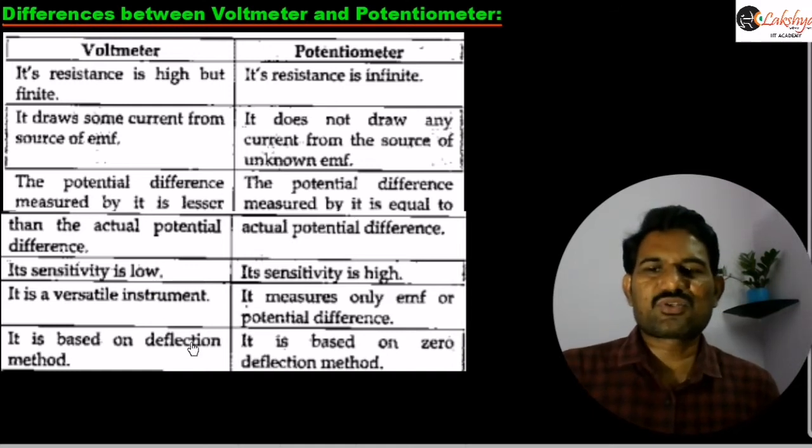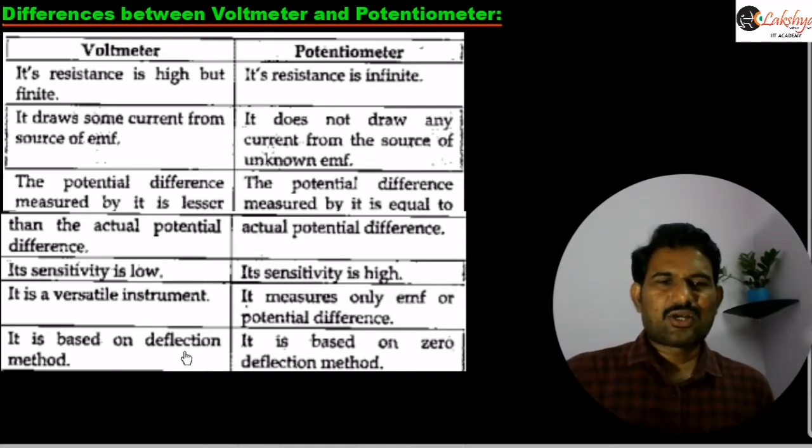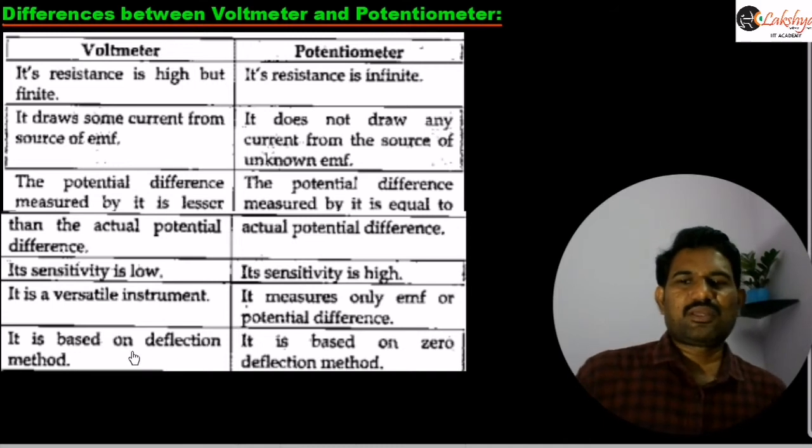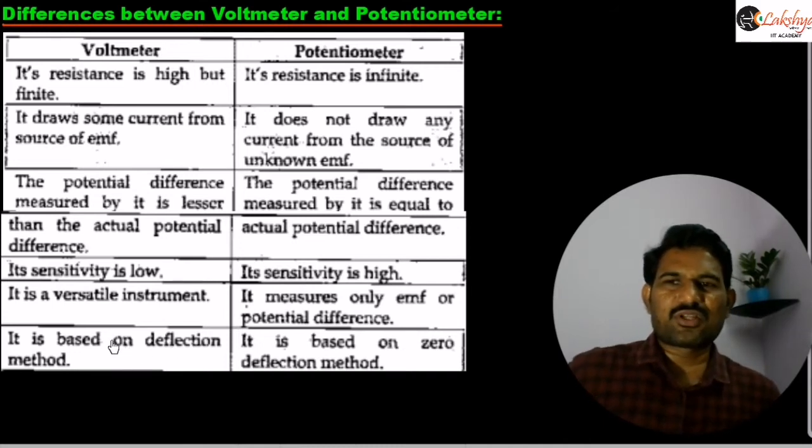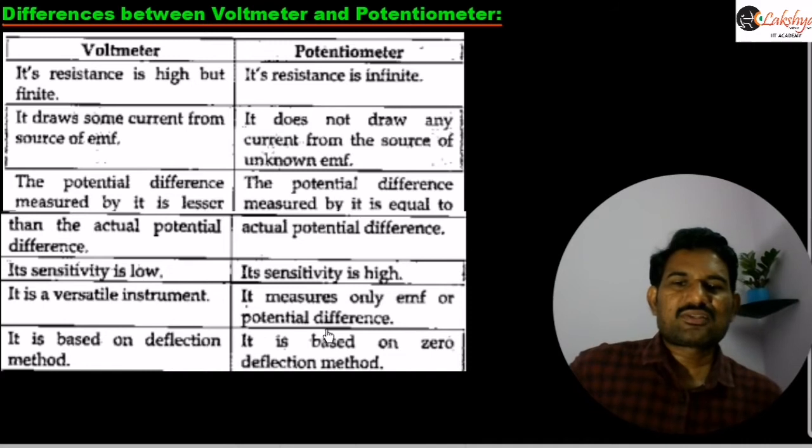So it is based on the deflection method. So this galvanometer deflection will be there. By measuring the deflection, we measure the potential difference here. But for this, the deflection will be 0.